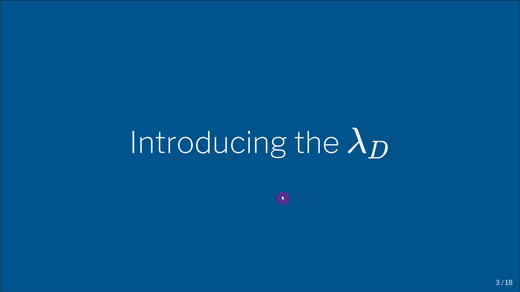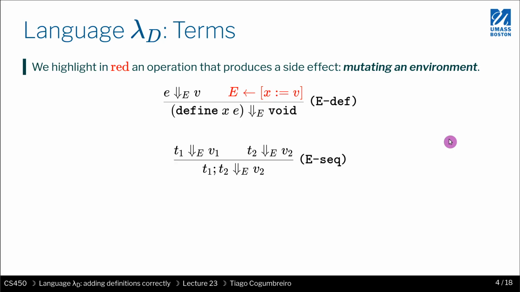In your homework 5, you will be asked to implement the language Lambda E. In the following slides, I'm going to introduce this language, where we finally implement defines more accurately with respect to Racket. The novelty is that the language is very similar to Lambda F, except for how we handle environments. To that end, there are basically two operations that I need to introduce, which are going to mutate environments in two different ways.